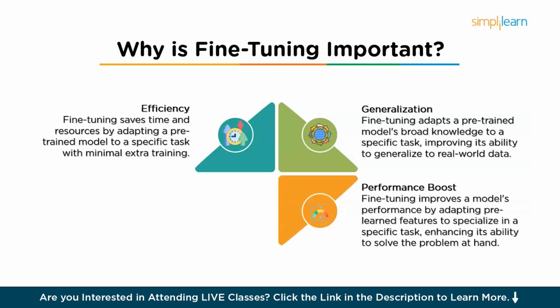Next is performance boost. Fine-tuning typically leads to a significant improvement in the model's performance for a specific task. This is because the pre-trained model has already learned useful features such as patterns in language, objects in images, or sentiments in text. And fine-tuning helps the model specialize in the exact problem you need to solve.